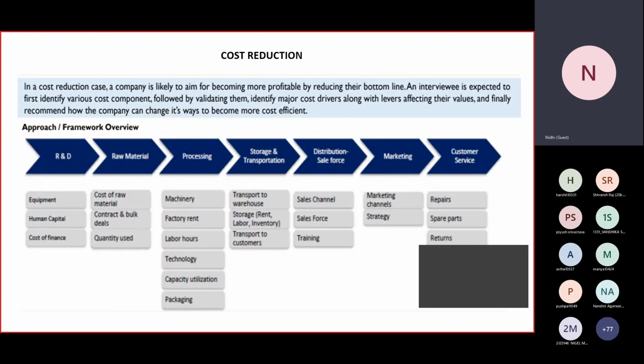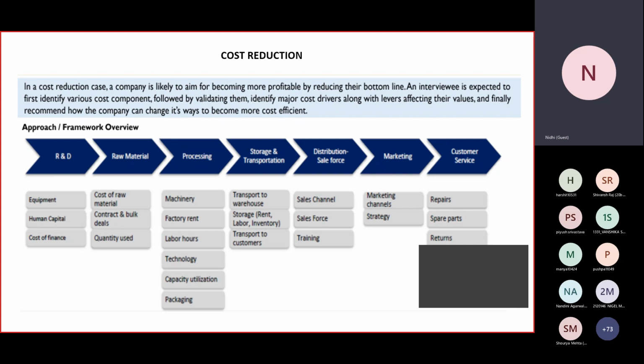I think it is very much clear. Then when we talk about processing, we talk about machinery, factory rent, labor hours, technology. Where exactly is the problem? We talk about storage. What comes to your mind? Instantly something regarding warehousing comes to my mind. I have not even read what is written after that, but instantly, what comes to your mind? There might be a problem in storage, warehousing, transportation, all of that stuff might have some kind of problem.